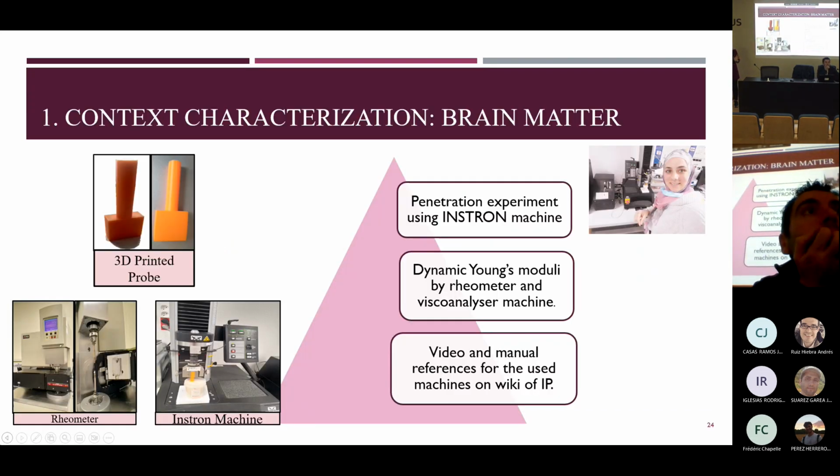But I am focusing on the biomedical field, and especially the human brain field. So first, I need to prepare to study the proper environment for my application, which is a material that mimics the human brain behavior. So I study its physical properties using many machines like rheometer, viscoanalyzer, and an instrument machine that give the characteristics of stress, strain, and Young modulus.